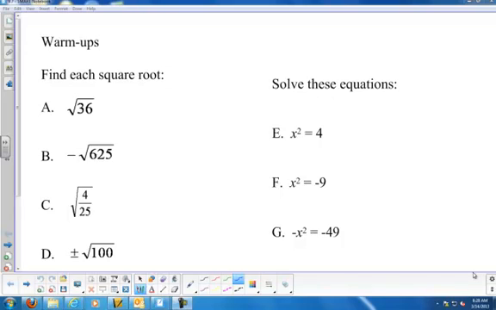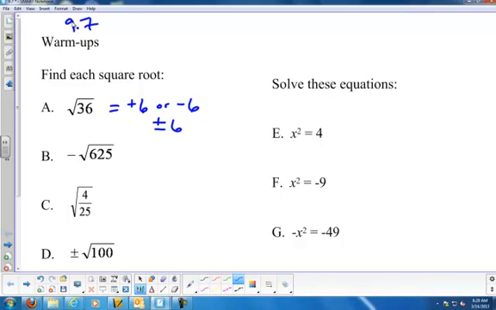All right, we're going to continue on. We're going to skip 9.6, and this is actually 9.7. To recap, if you have the square root of 36, that could equal positive 6 or negative 6, and we can write that as plus or minus 6.